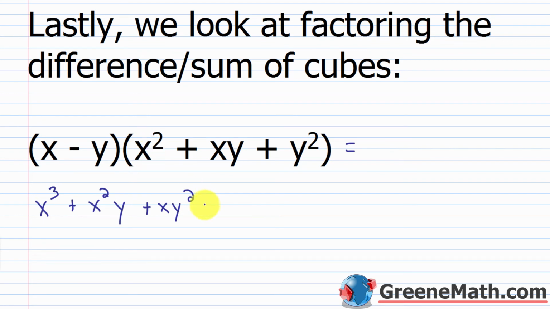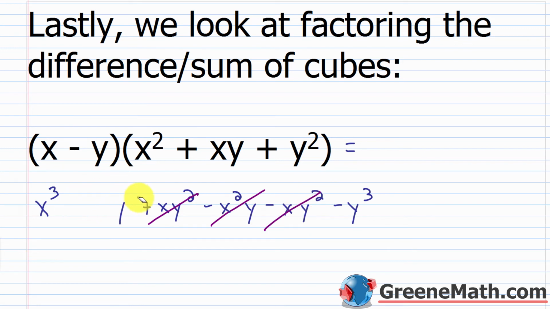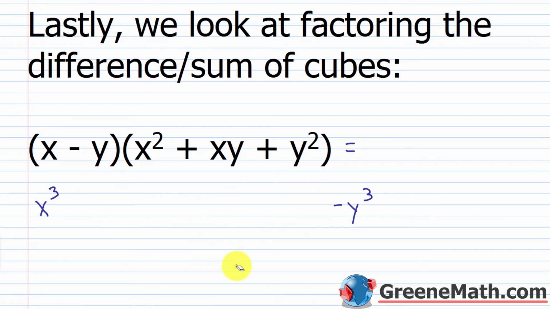Negative y times x squared is minus x squared y. Negative y times xy is negative xy squared. And then lastly, negative y times y squared is minus y cubed. Now what's going to happen is x squared y minus x squared y, those are going to cancel. Plus xy squared minus xy squared, those are going to cancel. And what I'm left with is x cubed minus y cubed.